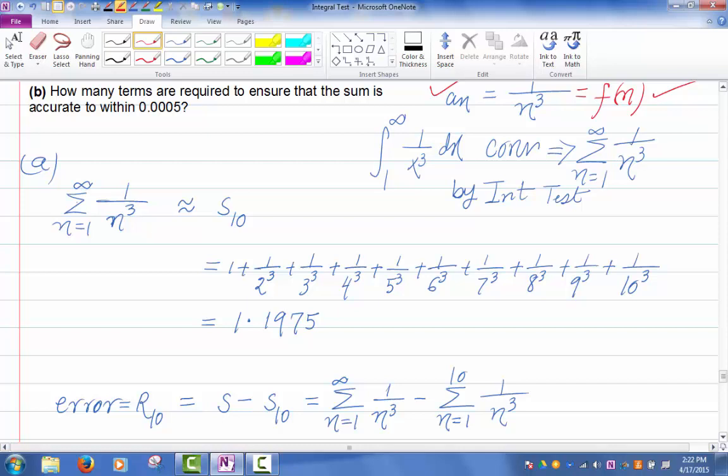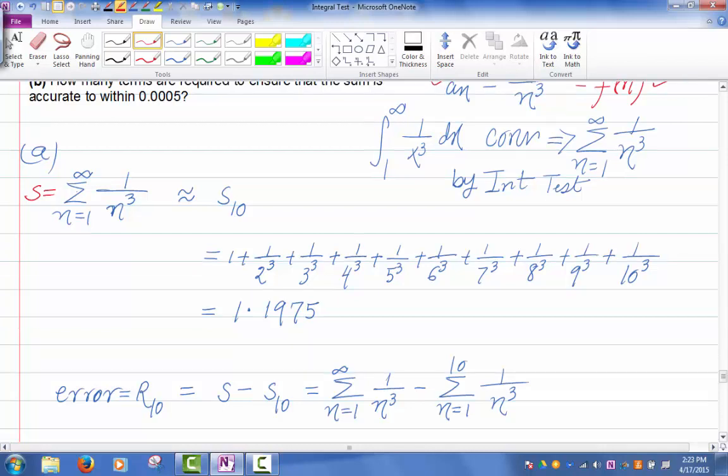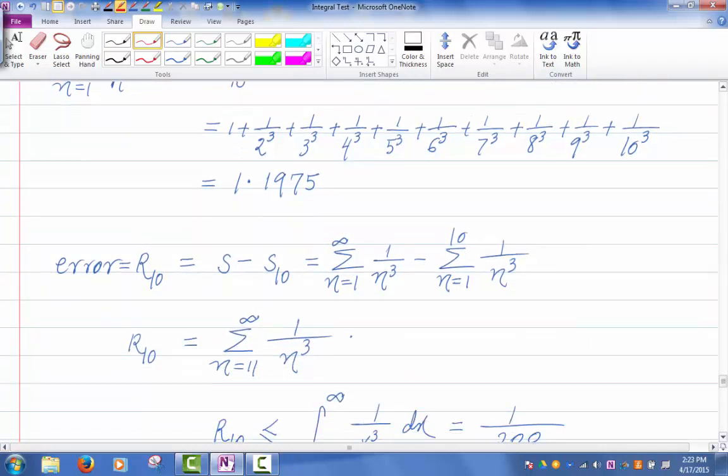Now I am estimating the actual sum, whatever the actual sum is, I don't know. I'm estimating that by using S10. What's the error? Well, the error, I'm going to denote that by R10. The error R10 would be S minus S10. S is the actual sum. S10 is the 10th partial sum. So if I subtract the 10th partial sum from the entire series, right, what do I get? I get all the terms after the 10th term. I am left with all the terms after the 10th term. That's R10, that's the error.